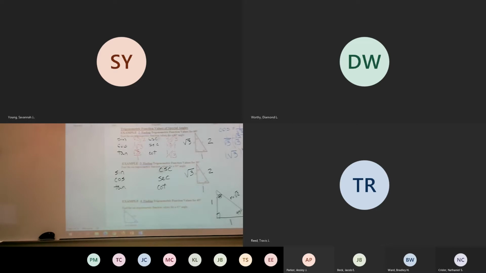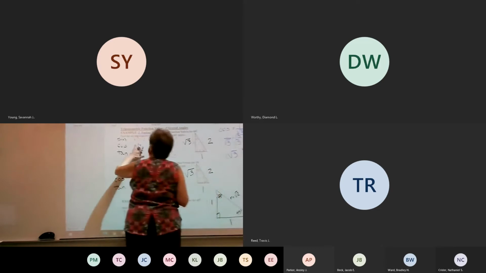Why is that one square root of 3? Because it's cosine. The opposite would be over hypotenuse, be over 2. So it'd be 1 over 2, adjacent over hypotenuse. Yeah, it would be. Sorry.